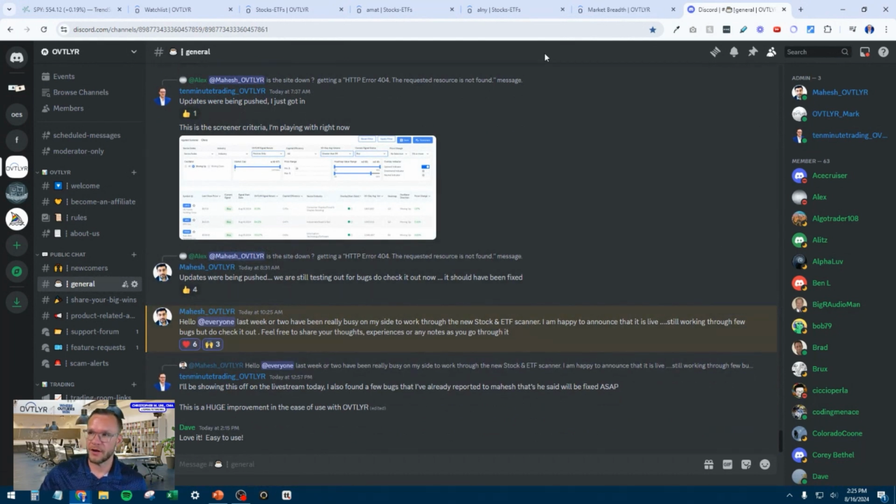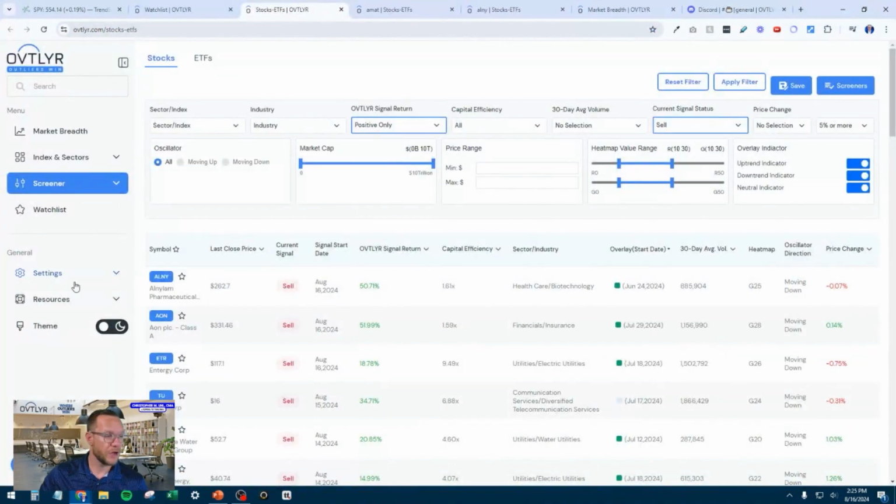Now, I went hog wild on this thing this morning. I spent probably 2 hours trying everything I possibly could to break it. And I did find several bugs. A couple I'll point out real quick, just so you know, we are already aware of them. This indicator is misspelled. The communications sector is not listed as one of the choices.